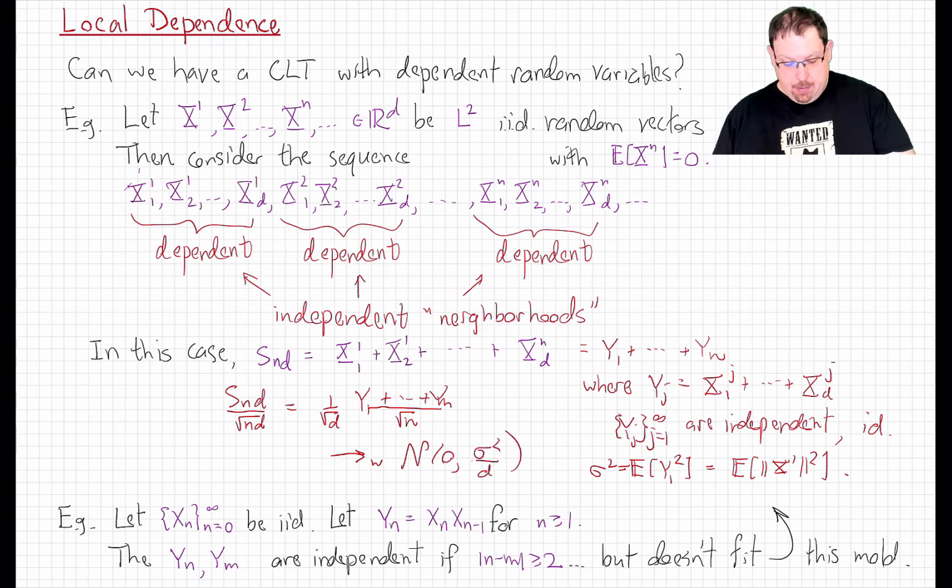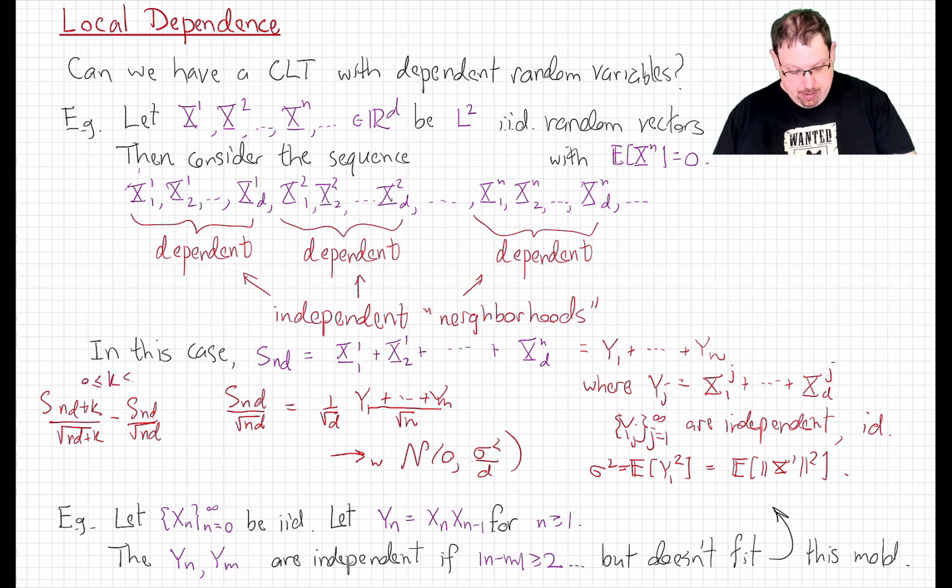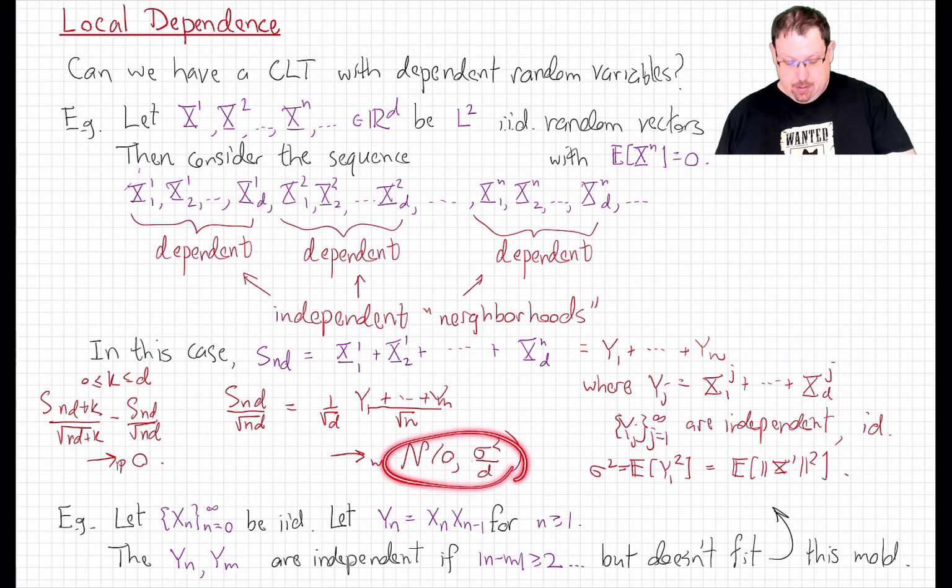Now, that's only a subsequence that we want to consider. We'd like to consider S_m over root m for every m, not just those m that are divisible by d. But it's easy to see that if I take S_{nd+k} divided by root of nd plus k, and look at the difference between that and S_nd over root nd, where k is some number between 0 and d, where d is fixed, then this is going to converge in probability to 0, and so we will indeed get that the full sum, standardized, converges to a rescaled normal.